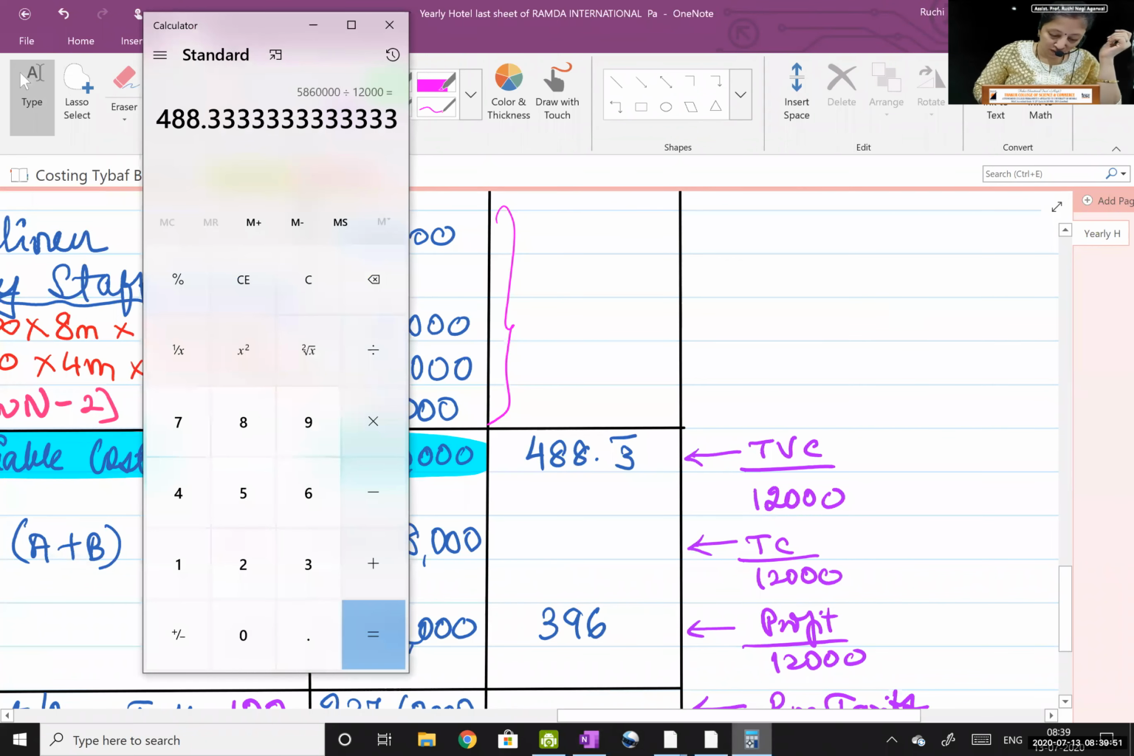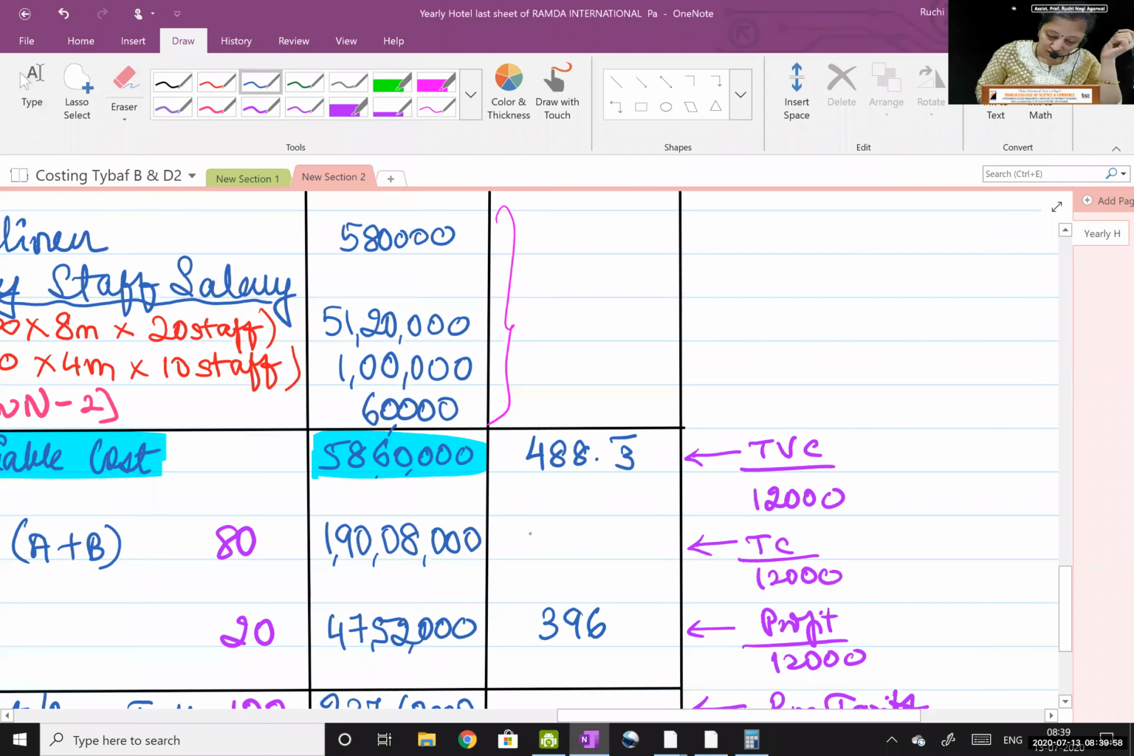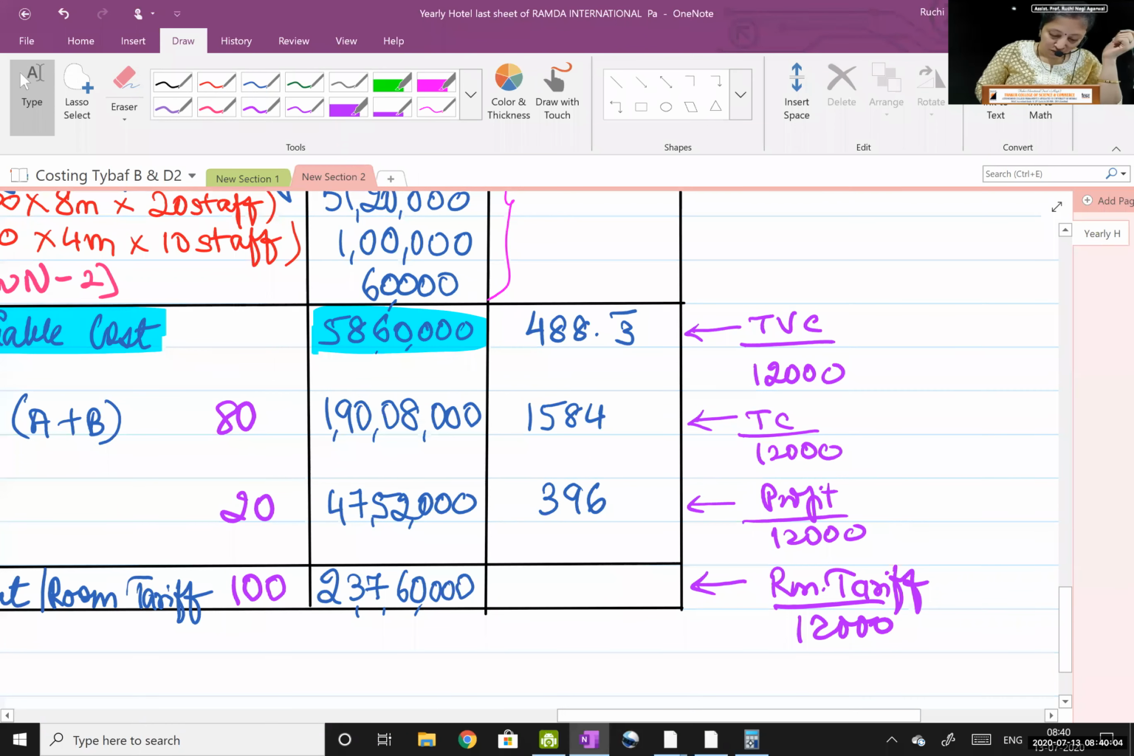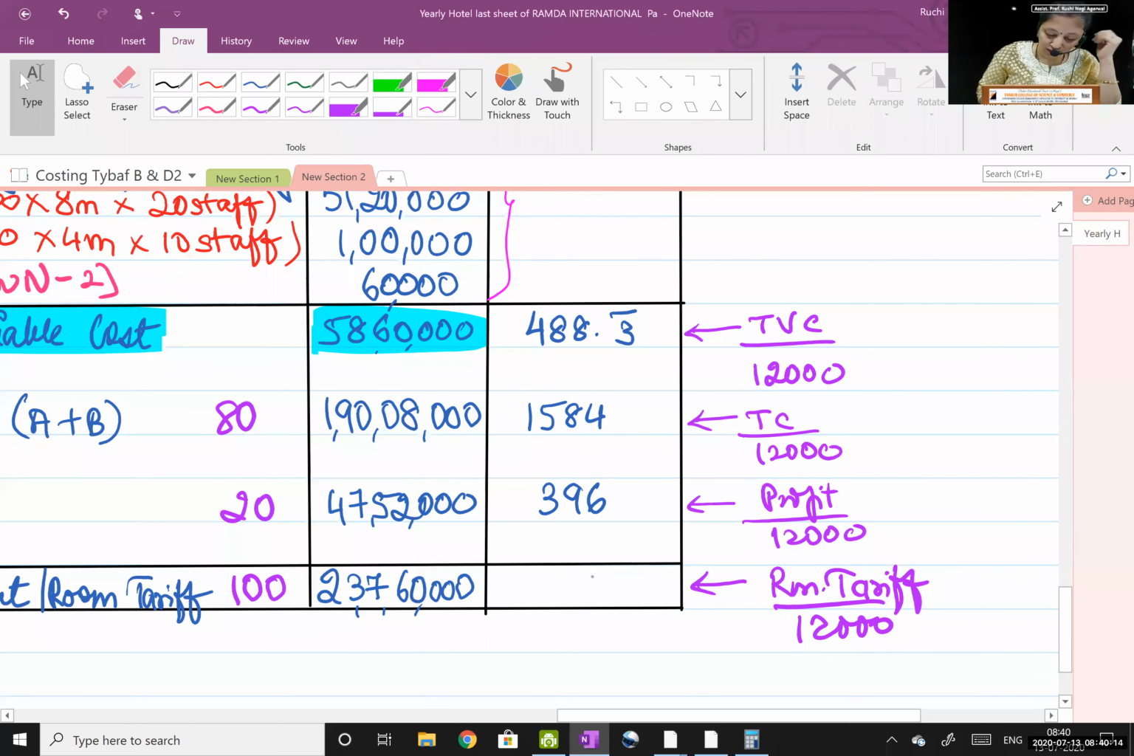Next. 1 crore 90 lakhs 8,000 divided by 12,000. 1584. And then last, 2 crore 37 lakh 60,000 divided by 12,000. 1980. So this is my final answer, what they have asked for. Calculate the average room rent. So this is my average room rent, or room tariff.